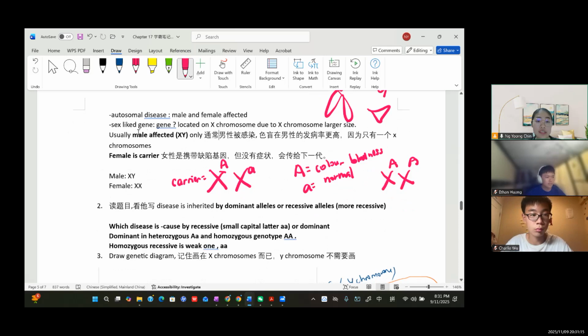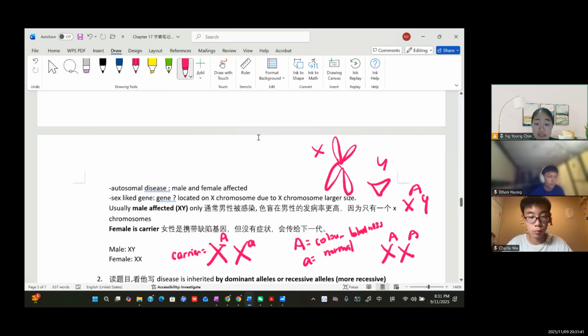Okay, so usually it's the male who is affected because they only have one X chromosome, like this, X, Y. If you are healthy, you get it like this. You are healthy, you are normal. But if the gene on the X chromosome is defective, you get this one and you become affected. You show the symptom, which is color blindness. So that's why a sex-linked disease usually affects males only.